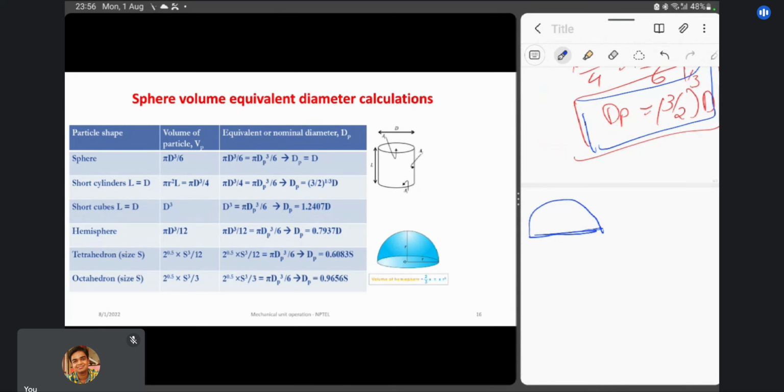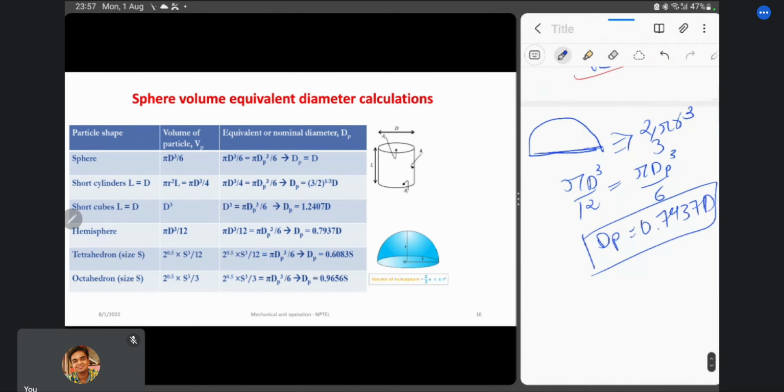The volume of the sphere is 4 by 3 pi r cube, and for the hemisphere it is 2 by 3 pi r cube. This is a small change which we need to consider. In terms of the diameter, it is pi d cube by 12. So if we compare it with pi dp cube by 6, the sphere equivalent diameter, then dp is somewhere around 0.7937. You can easily do this by calculator.